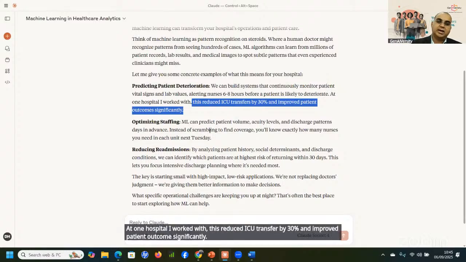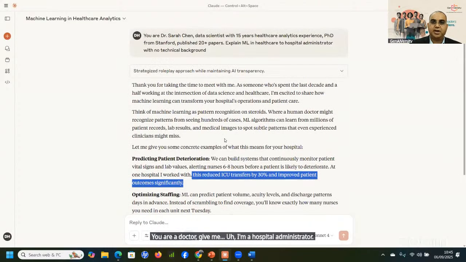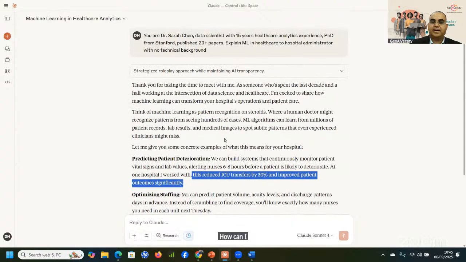Just now we saw, as a marketer, a brand or a business planning consultant, it created the next 6 months business plan for promoting a bakery store. Now immediately we ask the same generative AI tool, Claude: you are a doctor, I'm a hospital administrator. I don't have any technical background. Explain to me how I can do this. How can I achieve ML implementation in healthcare?